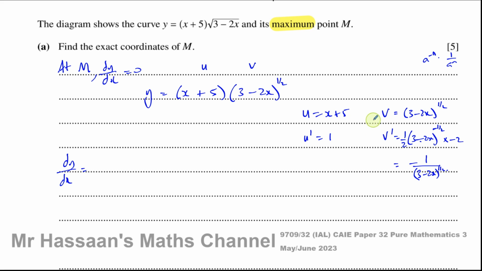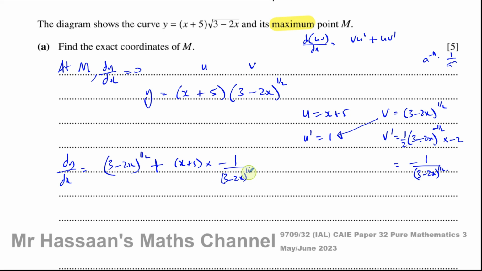we're going to do v times u dash. When you differentiate u times v with respect to x, you have v times u dash plus u times v dash. So you're going to have 3 minus 2x to the power of a half times 1, plus, sorry, I wrote minus, of course it should be a plus, that's in the formula sheet. Plus these two multiplied: x plus 5 multiplied by minus 1 over 3 minus 2x to the power of a half.